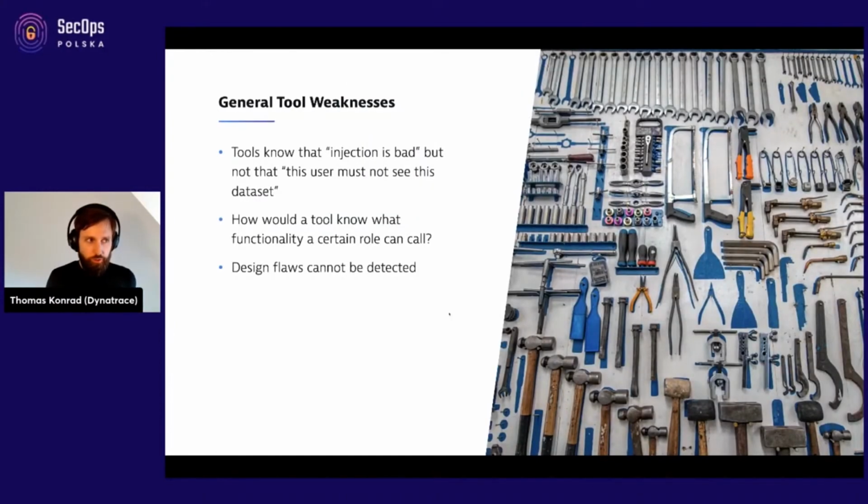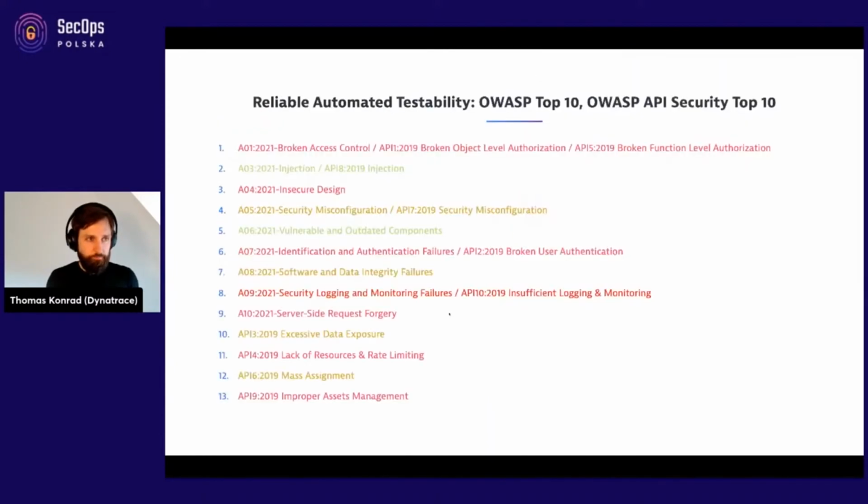In general, when you look at those tools, they can detect security bugs and not threats. So they cannot detect design problems. They know that injection is bad, for example, SQL injection is bad, but they don't know that this user must not see this data set, right? Because they don't know. It could be a public API that you're accessing and there's no access control, but it's supposed to be like that. Or there could be this order request where there is supposed to be access control on an object level, right? The tool cannot know unless you give it a specification. So design flaws cannot be detected.